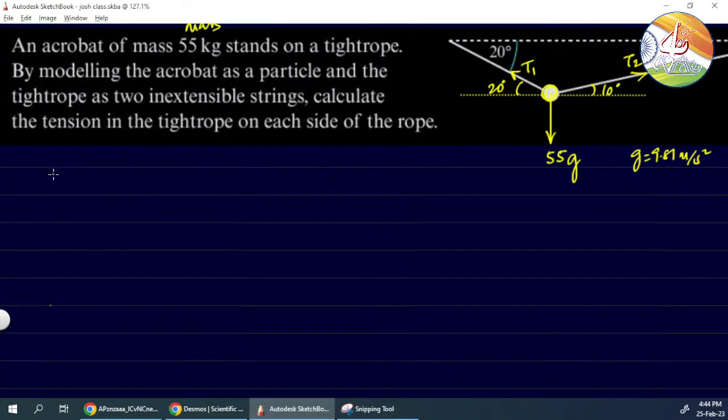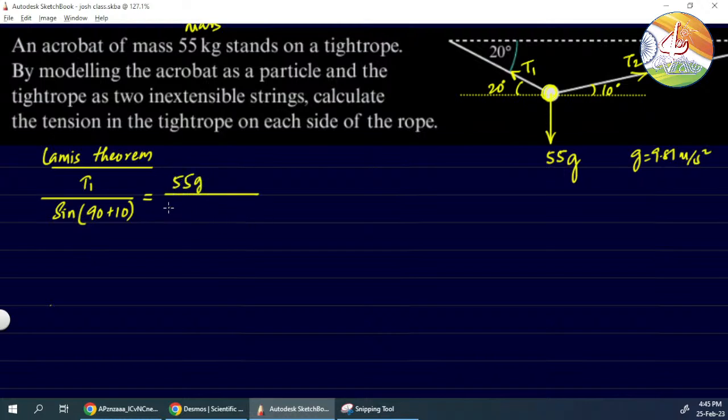Again, I think for this we can go with Lami's theorem. The angle theta is not that complex, we can directly put it. So first let's take T1. For T1, the opposite angle is this, so T1 divided by sine of 90 plus 10 is equal to the weight 55g, divided by the sine of this angle.